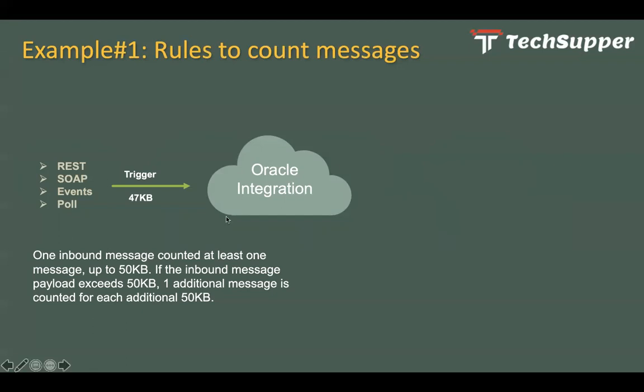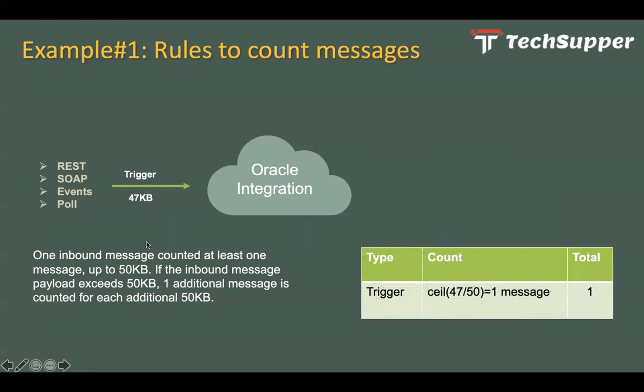So in this example, let's suppose you have created one REST or SOAP, or you are getting some events, or you are calling the data. If it is a 47 KB payload, then for the trigger case, 47 divided by 50 is one message. So one message will be deducted from your 5,000 messages if you have one message pack for that hour.